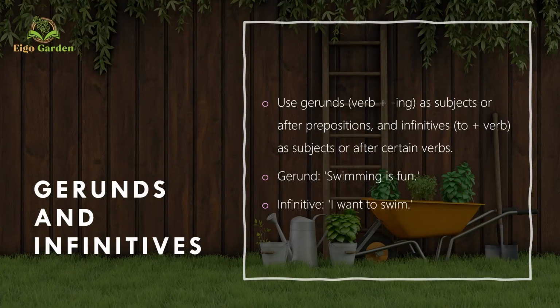Gerunds and infinitives are forms of verbs. Use a gerund as a subject or after a preposition. For example, "swimming is fun." Use an infinitive as a subject or after certain verbs. For example, "I want to swim."